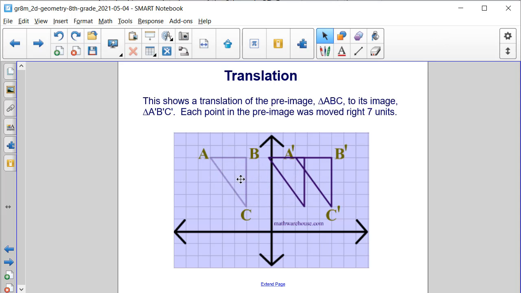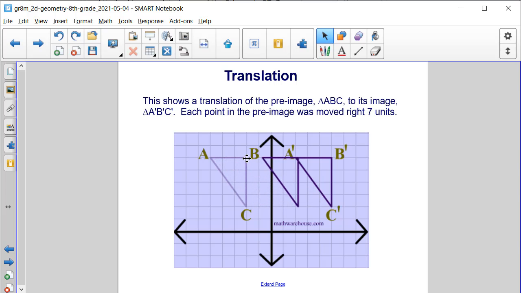The graph shown below is a translation. The pre-image is triangle ABC, and its image is triangle A prime, B prime, C prime. Each point in the pre-image was moved 7 units to the right to create the image. And we can count this. 1, 2, 3, 4, 5, 6, 7.